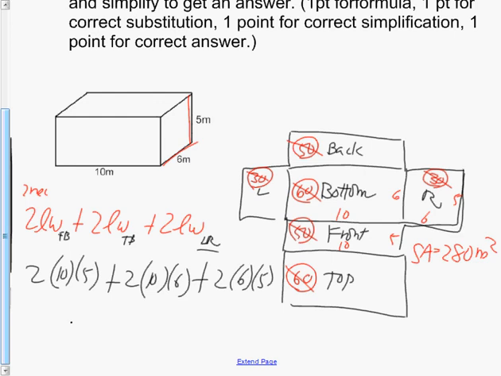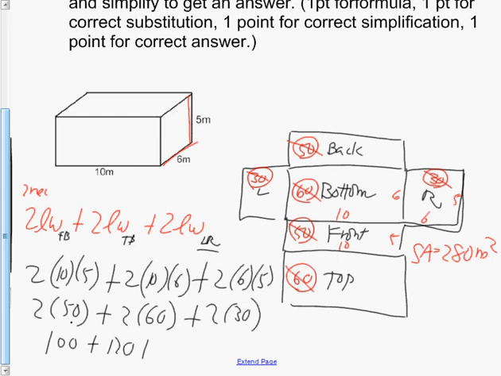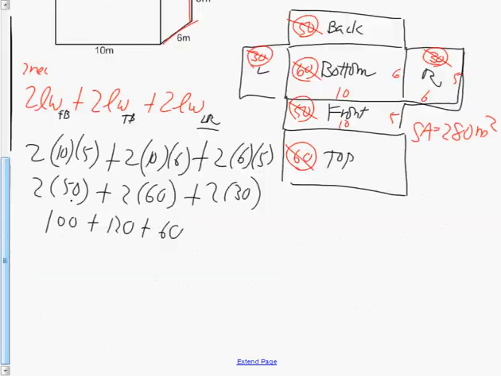So normally I would multiply 2 by 10 by 5 and do the 2 by 10 first, but I'm going to actually do this first, even though it doesn't impact the answer. It allows me to see that I have 2 that are 50, 2 that are 60, and 2 that are 30. And then I'm going to go ahead and simplify that to 100 and 120 and 60. And when I add them all up, I get 280 meters squared as my surface area.